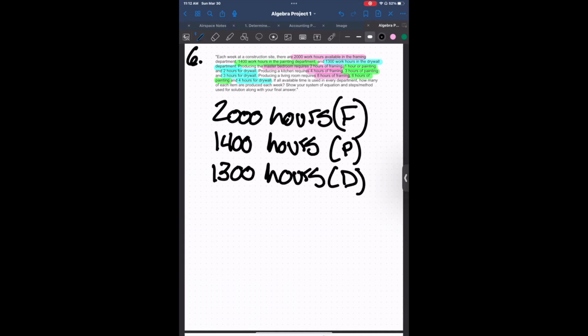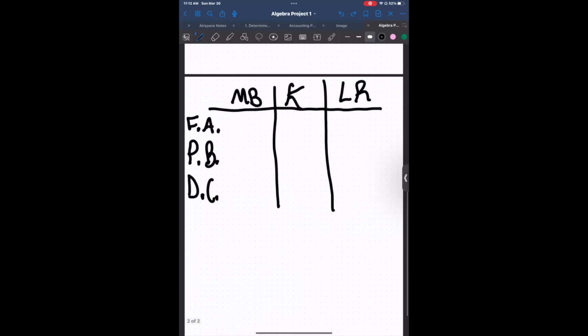With this problem, we're going to have a 3D equation. We know we have a certain amount of hours total, and a certain amount of hours for each department, and that's our total hours. We also know how long it takes for each of these projects to be done. Below, I've totaled out what each one equals: 2,000 hours for the framing, 1,400 hours for painting, 1,300 hours for drywall. And if we keep going, I've made them into a table.